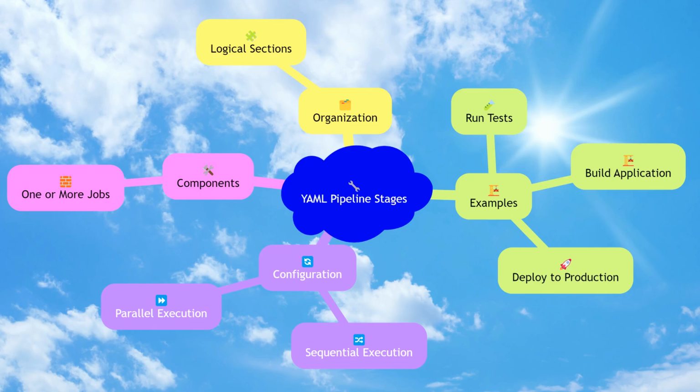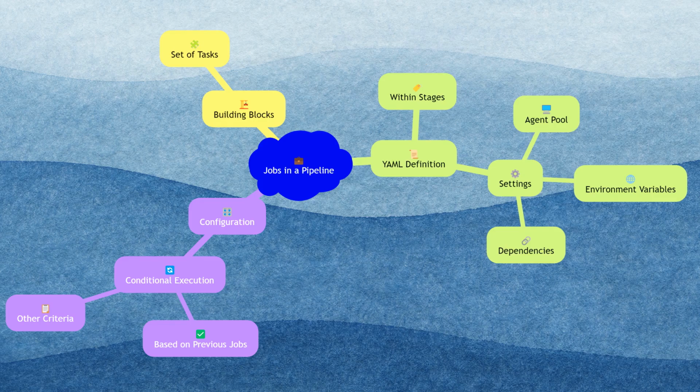Stages are the top-level components of a YAML pipeline. They allow you to organize your pipeline into logical sections. For example, you might have separate stages for building your application, running tests, and deploying to production. Each stage can contain one or more jobs, and stages can be configured to run sequentially or in parallel, depending on your needs. Jobs are the building blocks of a pipeline stage.